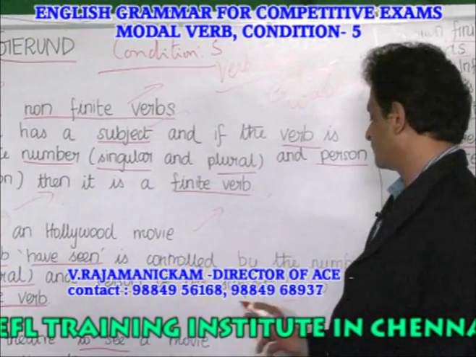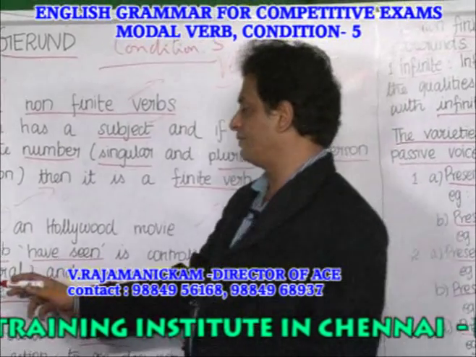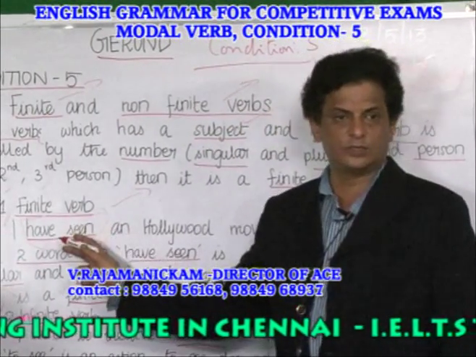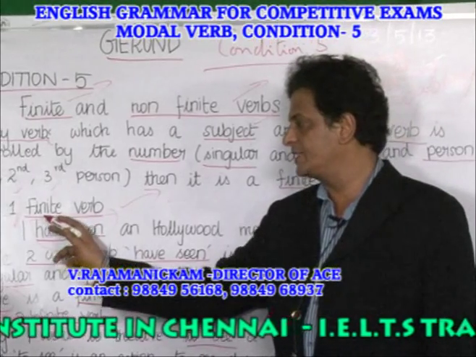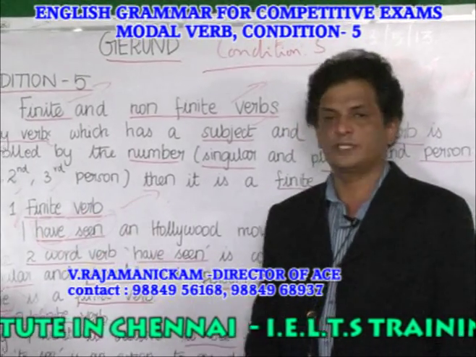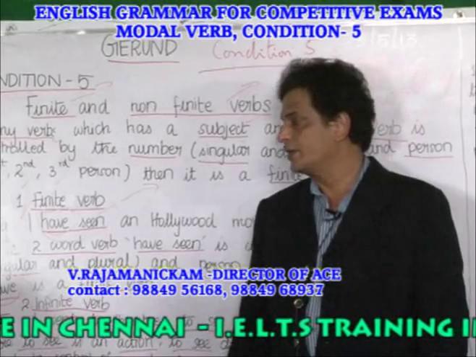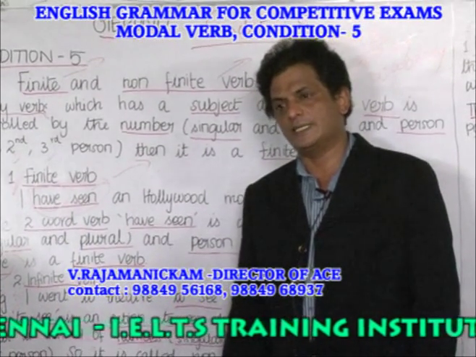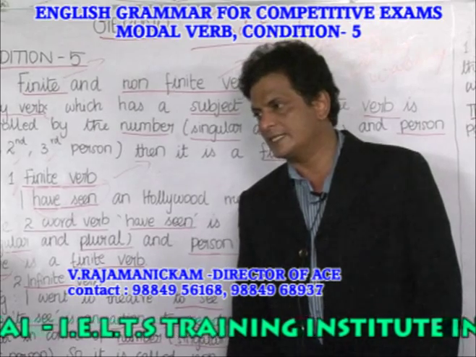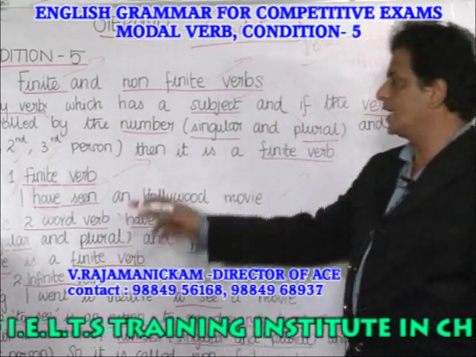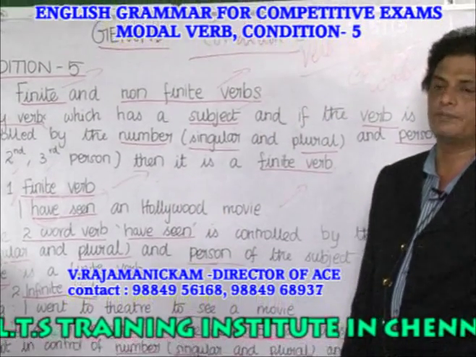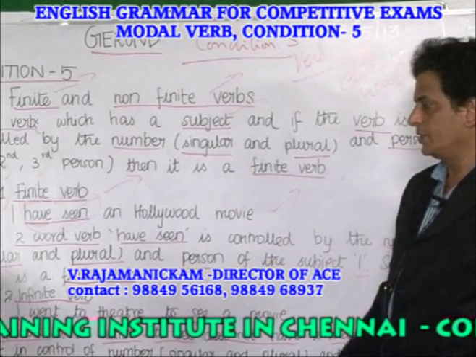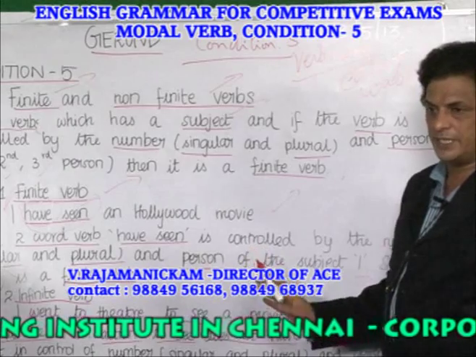So have is the finite verb. So what is the verb here? Two verb words. Have is the verb. Seen is not a verb, it is a past participle. So have is controlled by I. I is a subject, I is first person, I is singular. So any verb which is controlled by subject is called finite verb. No doubt about finite verb, everybody clear?